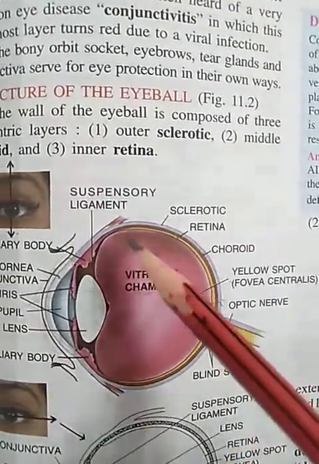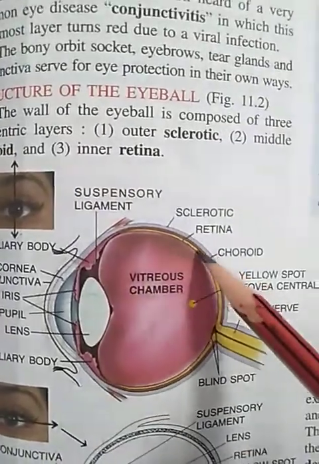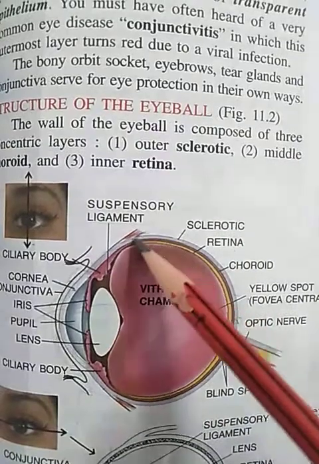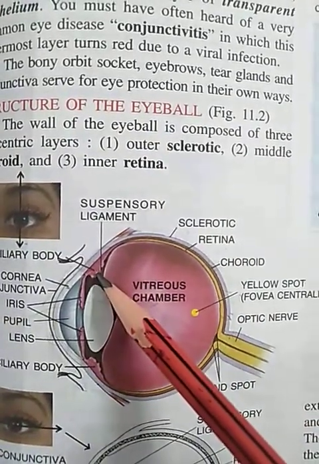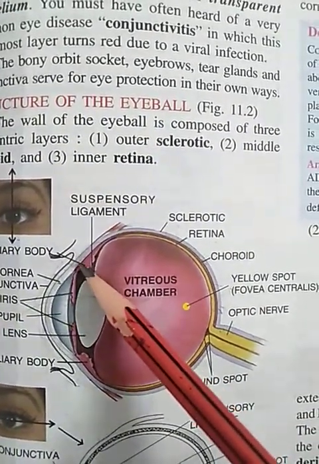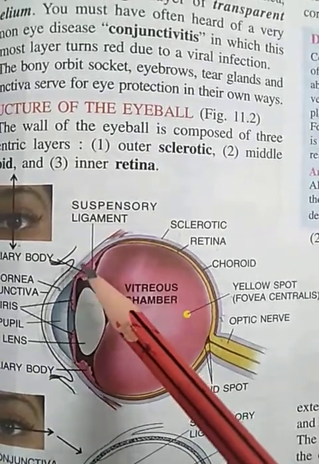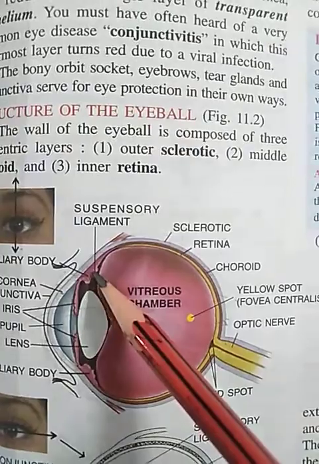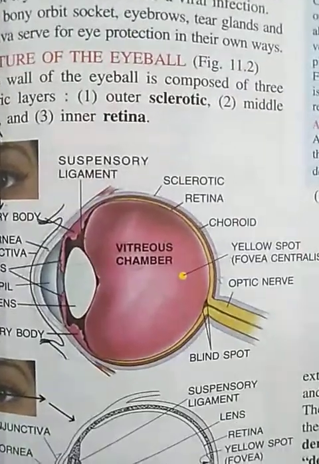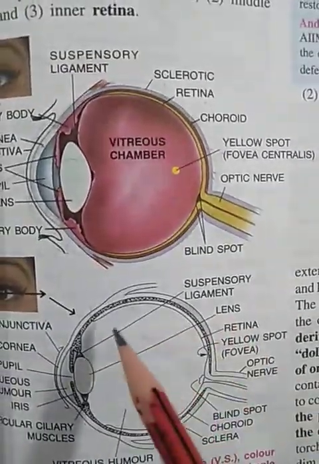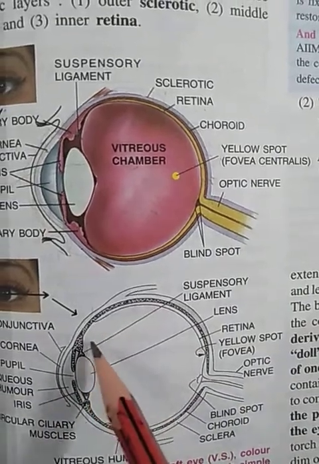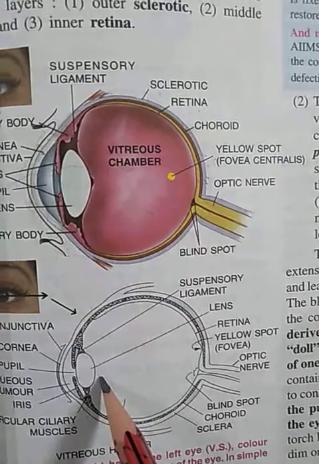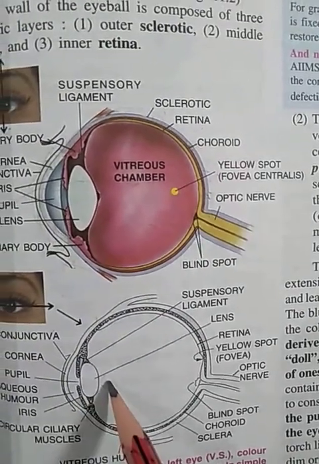Then in front of the eye, this choroid layer becomes somewhat expanded, and when it becomes somewhat expanded, it is known as the ciliary body. This is the ciliary body. And this ciliary body contains some ciliary muscles. The function of these ciliary muscles which are present in this ciliary body is to alter the shape of the lens for seeing different objects.